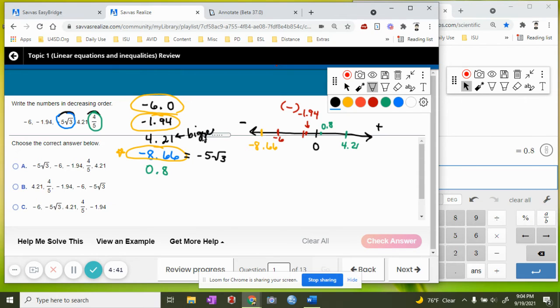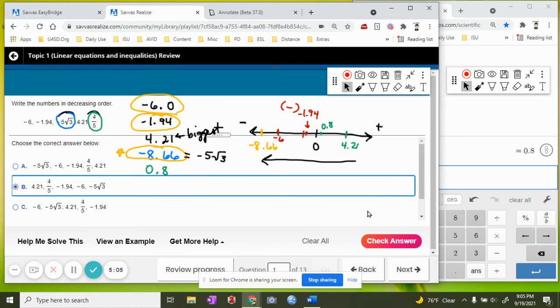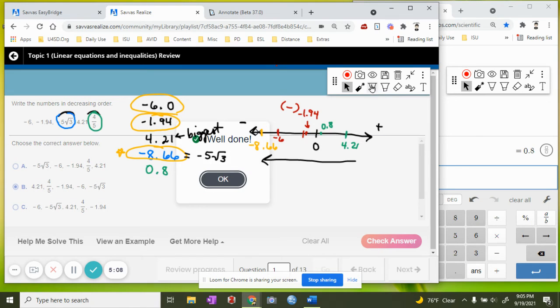Okay, so descending order means from biggest to smallest. So I want this 4.21 to come first, and that's option B. So then we'll just work through 4.21, 0.8, that's my 4/5, negative 1.94, negative 6, negative 5 root 3. There we go. Okay, and then we can check our answer. Fantastic.